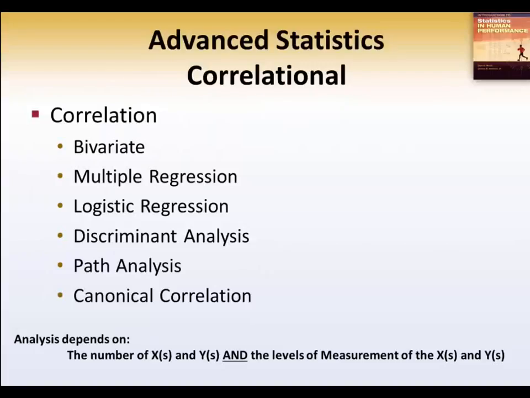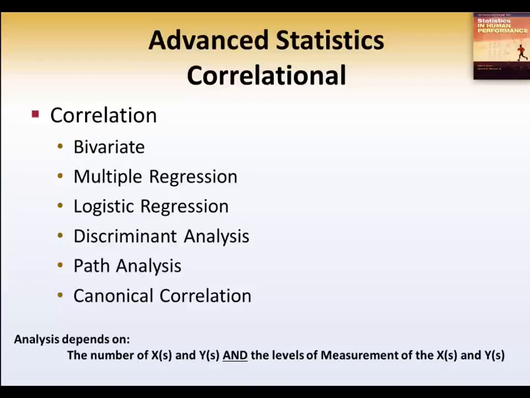Here's a list of correlational statistics. We'll briefly describe each one of these. The thing to pay attention to is the number of independent variables and dependent variables and the levels of measurement of the x's and y's that discriminate between these.